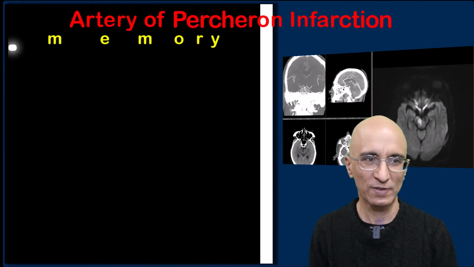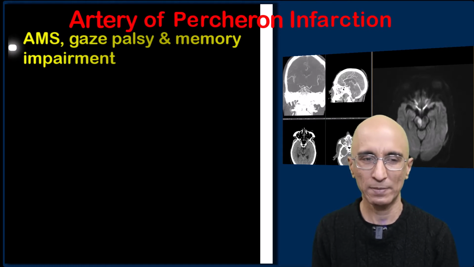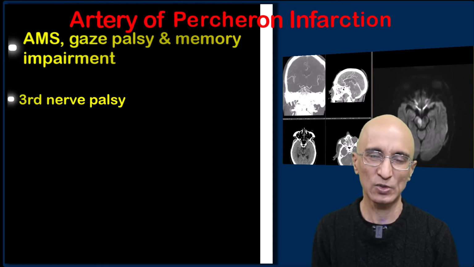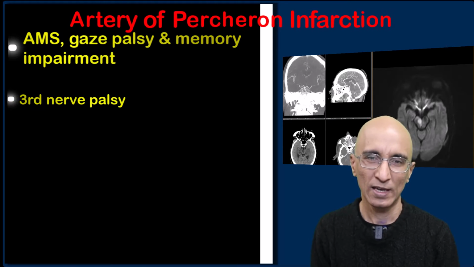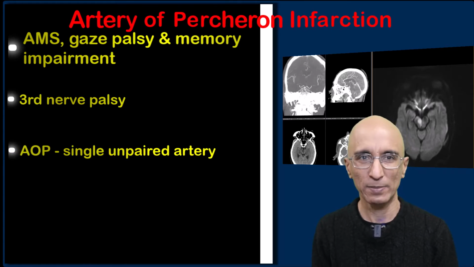Patients classically present with a triad of altered mental status, vertical gaze paralysis, and memory impairment. Vertical gaze paralysis is due to involvement of the oculomotor nerve. In our patient, the neurologist did notice that the patient had oculomotor paralysis. Classically, the thalamus and midbrain are supplied by perforating branches arising from the P1 segment.